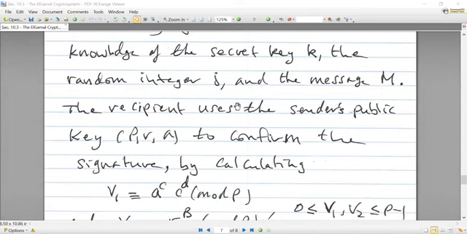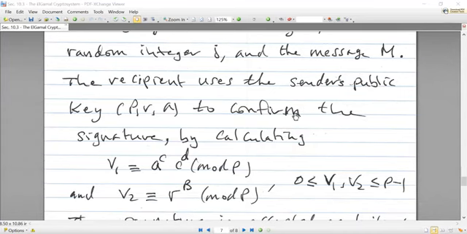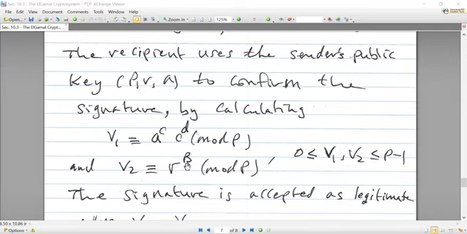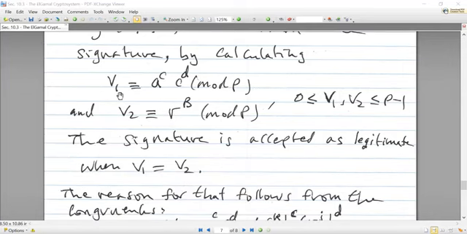Now the recipient of this uses the sender's public key to confirm the signature, in other words, to authenticate that the message came from the sender. This is what they do. They calculate two numbers: V1, A to the C, multiplied by C to the D mod P, and V2, R to the B mod P. If V1 happens to equal V2, it means that the person who sent this is the right person. In other words, we say this document has been signed.